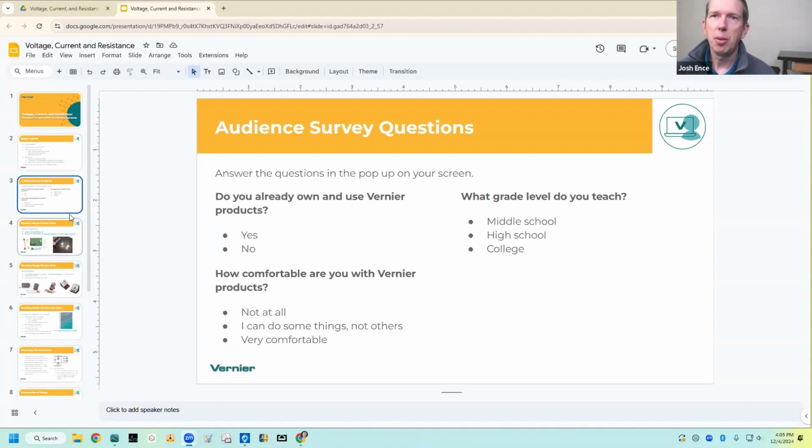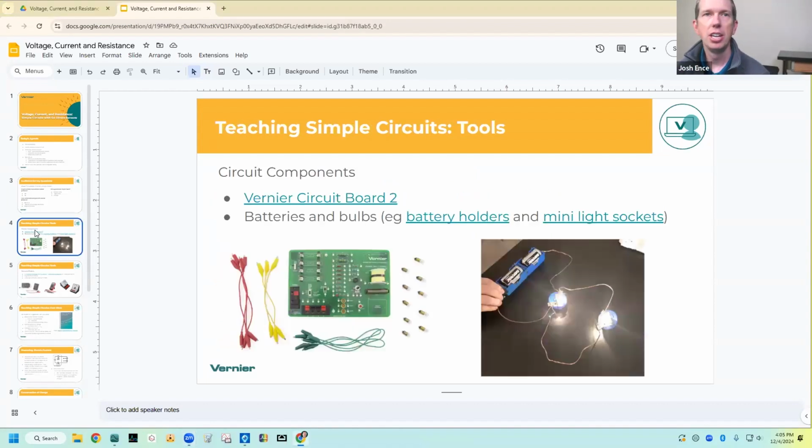Let me talk a little bit about the tools that I'm going to use today and what your options are as far as these labs go. When it comes to actually building the simple circuits themselves, most folks use batteries and bulbs. That's actually what I'm going to use today. Something like these, actually these guys here on the right.